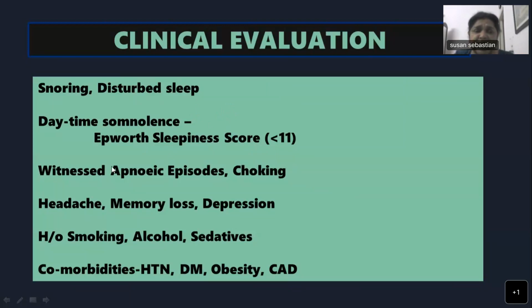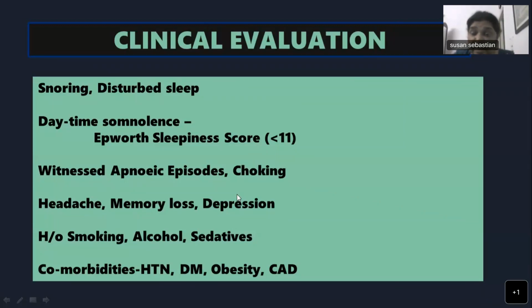Then the other history can be apneic episodes. What is an apneic episode? When the patient sleeps, he's snoring, and usually it is the family member that will give you this history. The patient sleeps, he's snoring, the crescendo goes up, and then he stops snoring, and he stops breathing. Then after a pause, he starts breathing again with a choking sensation. Sometimes the patient is aware of this, sometimes not. These are called witnessed apneic episodes. Somebody has to witness that, then only can we say that this is happening to the patient.